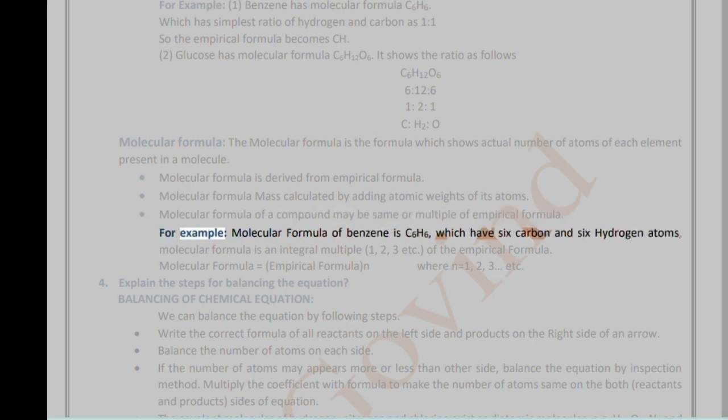For example, the molecular formula of benzene is C6H6, which has 6 carbon and 6 hydrogen atoms. Molecular formula is an integral multiple, 1, 2, 3 etc., of the empirical formula. Molecular formula equals empirical formula times n, where n equals 1, 2, 3, etc.